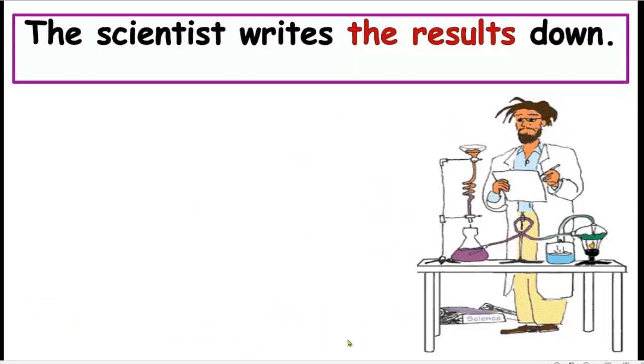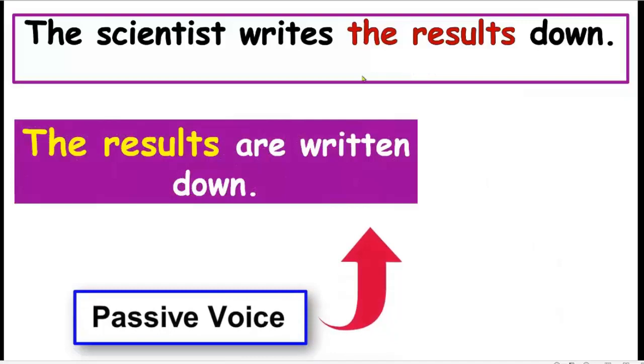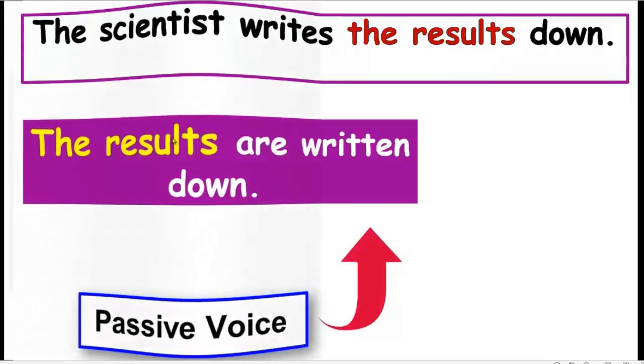For more understanding, please let's read this sentence. The scientist writes the results down. Okay, the results are written down. This is a passive voice. The results are written down. Who writes them? The scientist. So I can say the results are written down by the scientist.